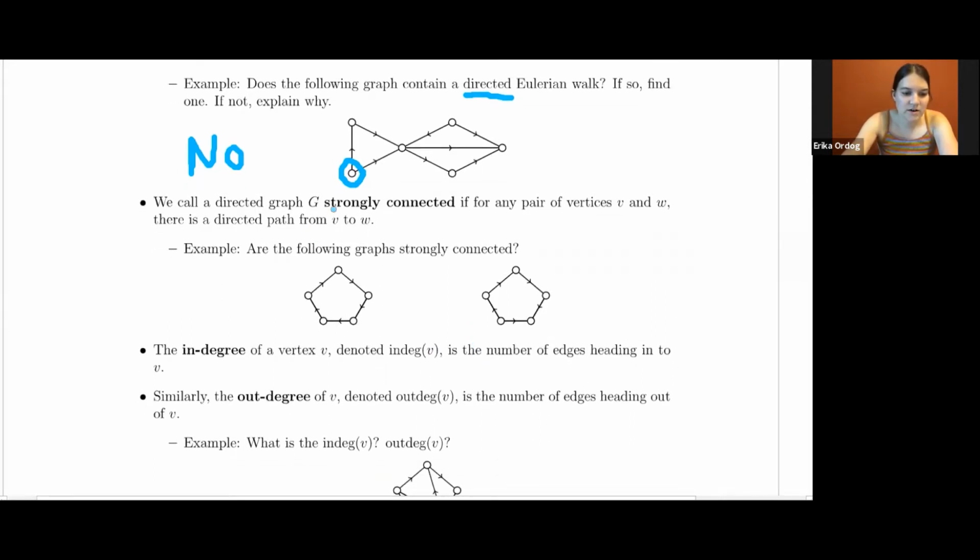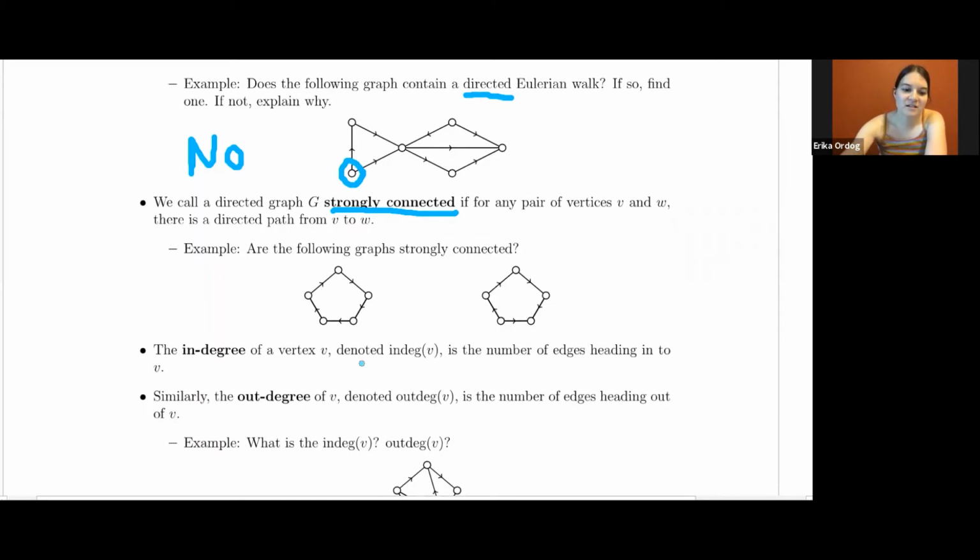We say a directed graph G is strongly connected if for any pair of vertices V and W, there's a directed path from V to W. Okay, so let's look at these two graphs and determine if they're strongly connected. So pause the video, think about that for a minute, and then come back.